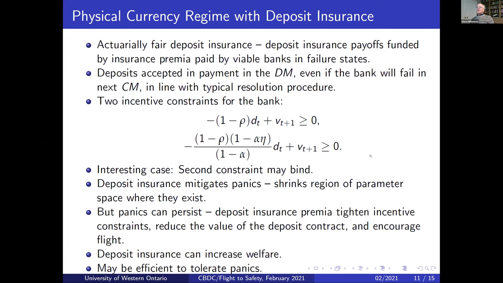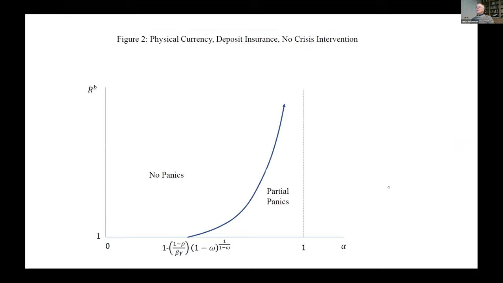So what happens here is this deposit insurance maybe does what you think it would in part, in that it shrinks the region of the parameter space where you get the panics, but it's not going to eliminate them. You'll get something like this. You kind of enlarge this region where you don't get any panics, but there's still a region where you get partial panics. You don't get rid of them entirely.